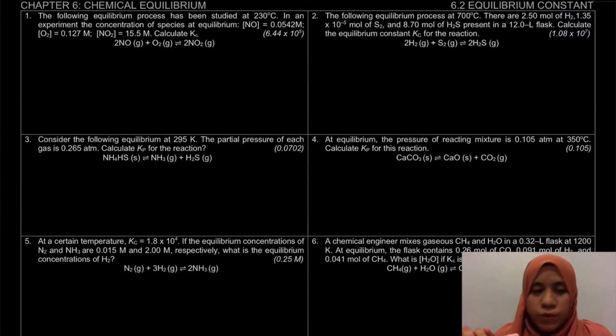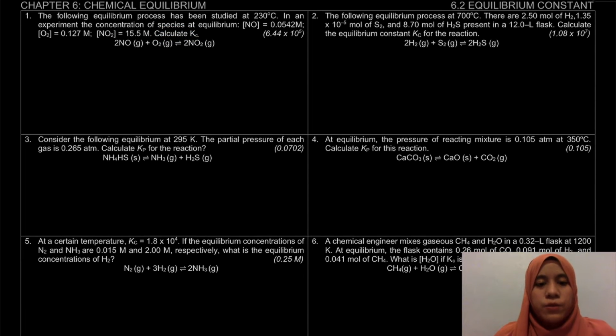On your notes, it will be on page 3. It says here, the following equilibrium process has been studied at 230 degrees Celsius in an experiment. It gives the concentration of species at equilibrium. Remember, for K, make sure it is at equilibrium. It gives the concentrations of NO, O2 and NO2. So, they ask you to calculate Kc.